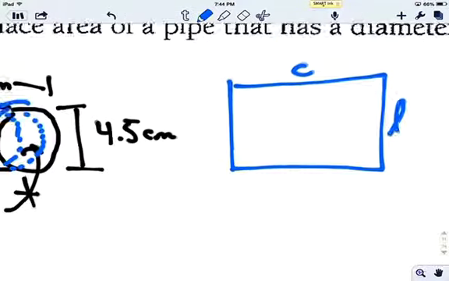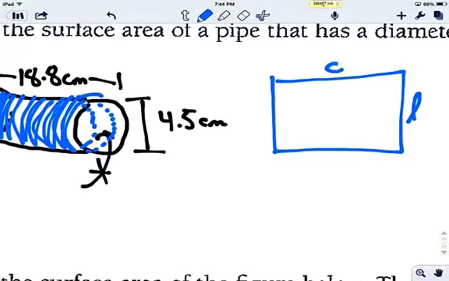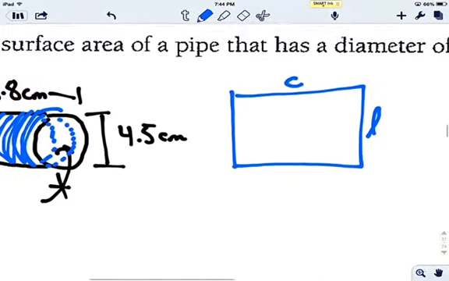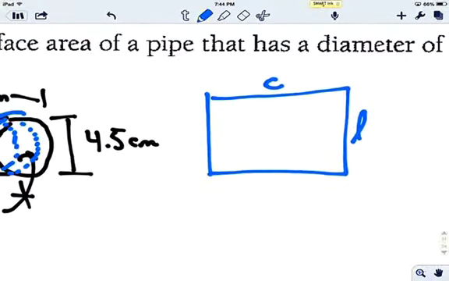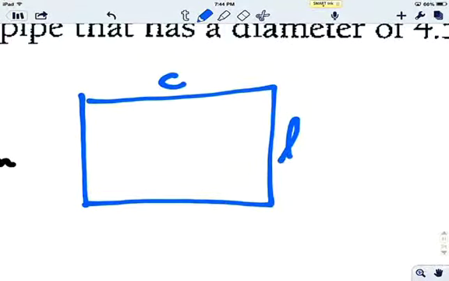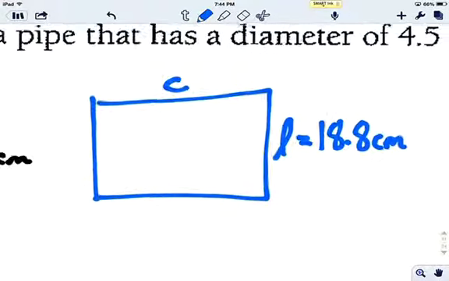Okay, in the previous example we looked at, it was the height because the cylinder was upright, but this time it's on its side, so we'll just call it length. Doesn't matter. Now, what we can actually do is this length, we know it. It's 18.8 centimeters, so I'm going to actually put that in here. 18.8 centimeters. Okay, now all that's left is to find the circumference.